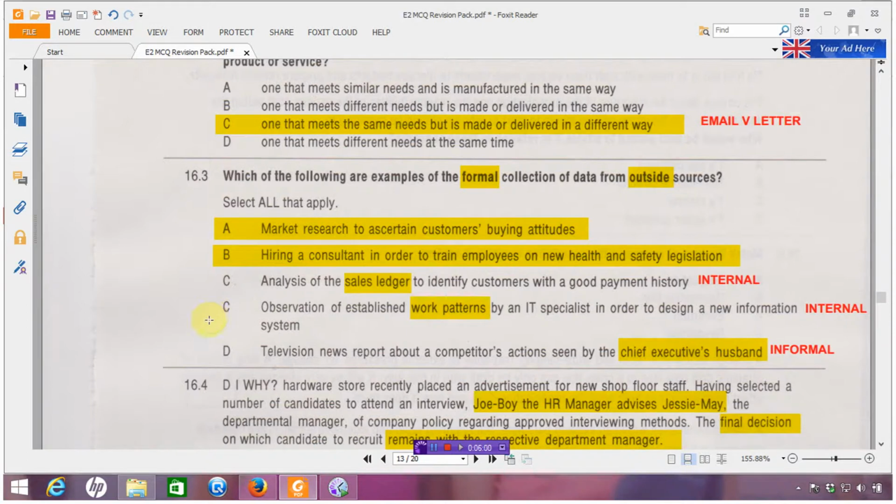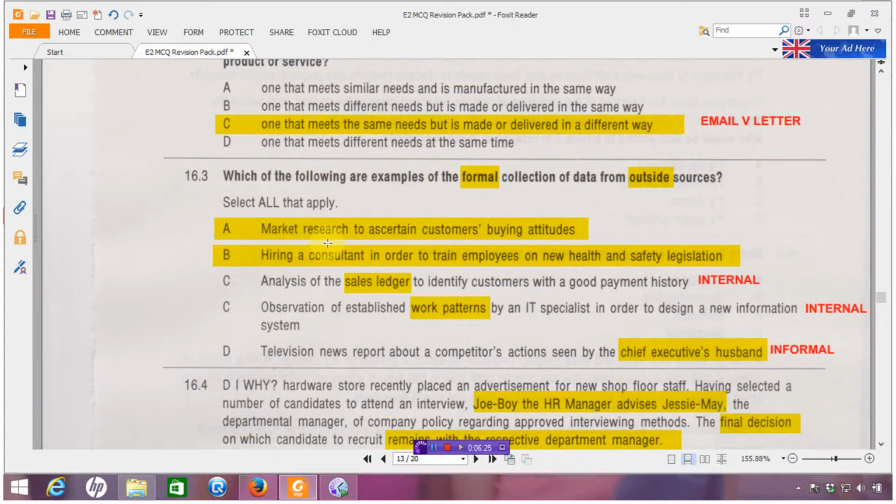Okay. This last one here is probably a little bit easier because this news report is coming informally. In other words, from the chief executive's husband. It must really be informal, so it goes against our formal collection issue up here. Okay, so the answers are really A and B.